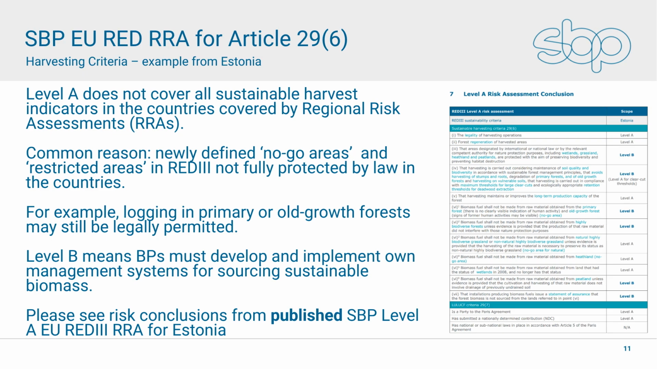The main issue is that some of the newly defined no-go and restricted areas in RED 3 are not fully protected by national law. For example, logging in primary or old-growth forests may still be legally allowed. In such cases, certain indicators cannot be treated as low risk at Level A. Where this happens, Level B applies, and biomass producers must develop and implement their own management systems to ensure sustainable biomass sourcing. On the right of the slide, you can see the risk conclusions from the published SBP Level A RED RRA for Estonia, which illustrate this point in practice.